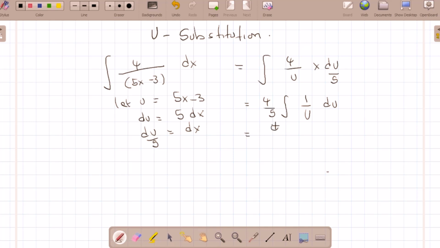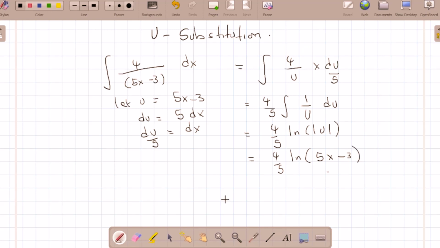So this is 4 over 5 times the integral of 1 over u, which is the natural log of the absolute value of u. And now this is equal to 4 over 5 times the natural log of our u, which was 5x minus 3. So we put it in absolute values. So 5x minus 3 in absolute values. This means that we are done with this problem.